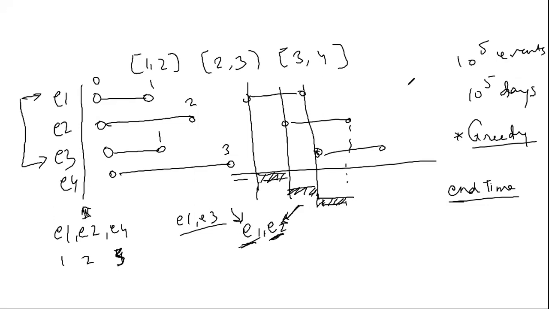So in this particular case, since everything starts from day 0, I will look at all these events. Okay, I can either do E1, E2, E3, E4. So now what event would I choose? My only clash is between E1 and E3 mostly, right?